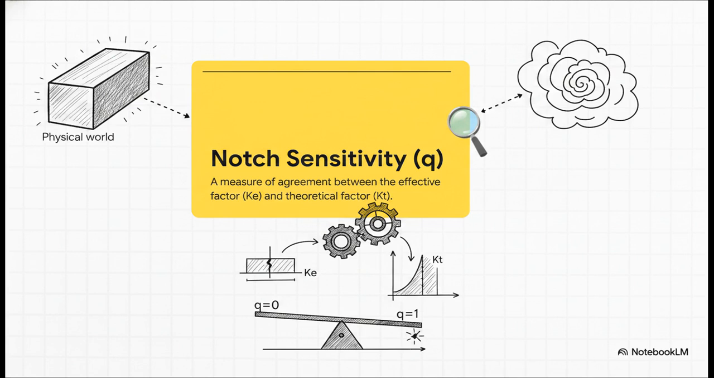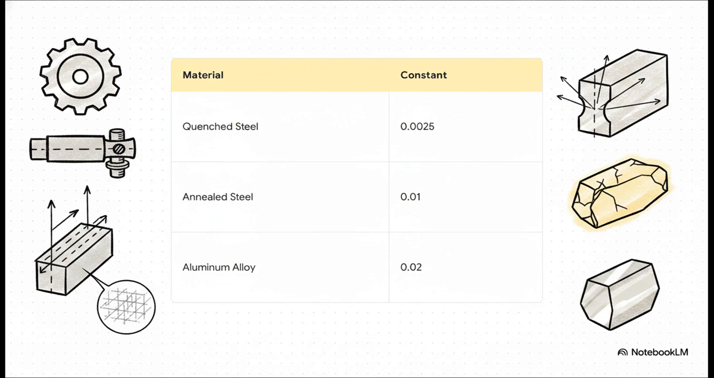If Q is exactly 0, it means stress concentration doesn't influence the strength of the part at all. But if Q is 1, that theoretical factor is fully unleashed. And you'll find that Q changes wildly based on what the part is actually made of. These are the exact material constants you need to evaluate notch sensitivity on your workbench. Notice how quenched steel, annealed steel, and aluminum alloy all behave so differently. This proves a pretty vital lesson for any engineer. Material properties matter just as much as geometry when you're evaluating a stress raiser.